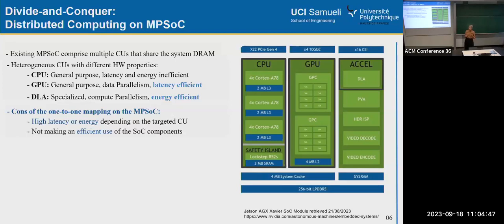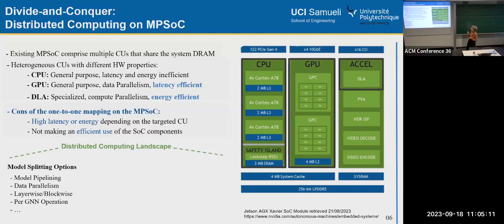First of all, we're going to compromise one performance for another. For instance, we're going to compromise the latency over the energy or vice versa. And also, we are not making a full and efficient use of all the hardware accelerators that we have at hand. We can now consider another interesting option, which is the distributed computing over different computing units.